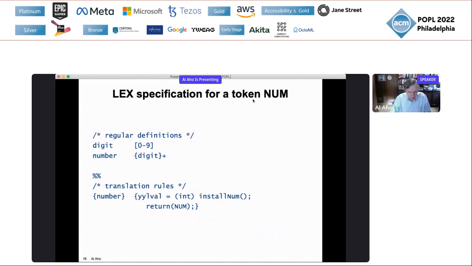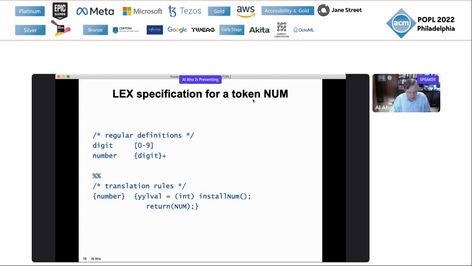Here is a simple example of a Lex specification for recognizing integer numbers. Fed into Lex, this specification produces a lexer that would recognize a sequence of one or more digits as an input, install the sequence of digits into a symbol table, and return as output the token num along with a pointer to the sequence of digits in the symbol table. Lex and its descendants like Flex on Linux are still used today to build lexical analyzers, almost 5 decades after the first Lex tool was created.